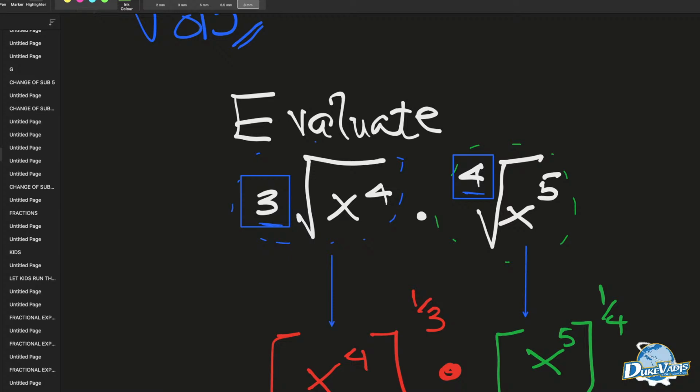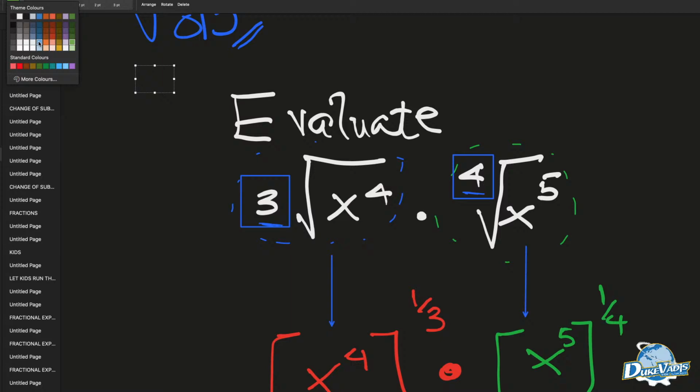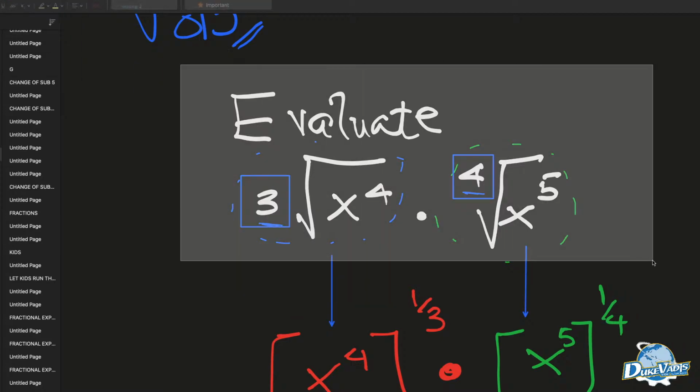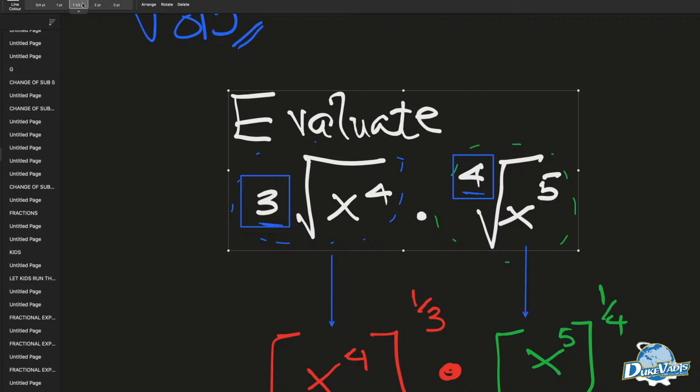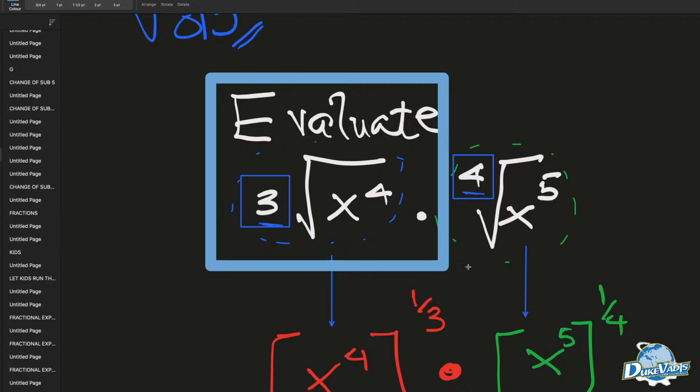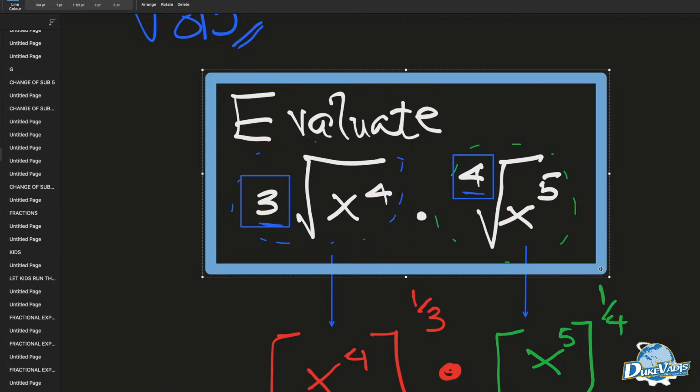So when we look at everything, we came here and we know this is the question given. Let me change this one to a light blue. So that question given is this, and that's the question. And we're asked to what? Evaluate this. And what did we do?